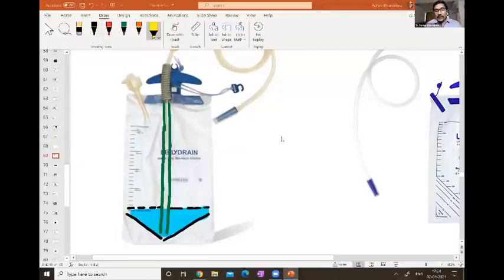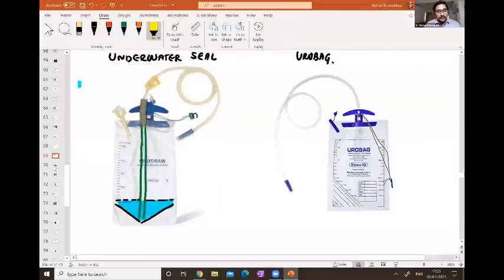If you can differentiate between these 2 images, if the difference is clear to you, please give me a thumbs up in the chat box. This is an important question for your exam.